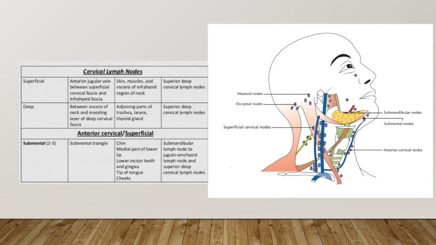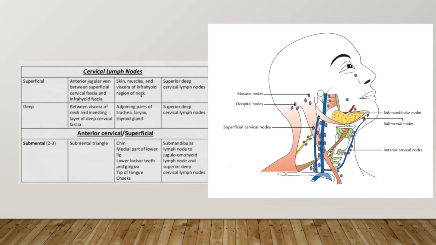Coming to the cervical group of lymph nodes, there are superficial lymph nodes as we said earlier, and there are deep lymph nodes along the internal jugular vein. The superficial group of lymph nodes drain the anterior jugular vein region between the superficial cervical fascia and the infrahyoid fascia. So, these lie along the anterior jugular vein.